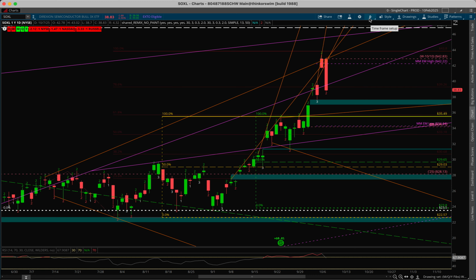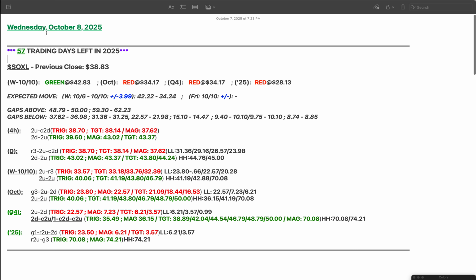But let's go ahead and switch to our notes so we can just look at the numbers. Again, these are for Wednesday, October 8th. On Wednesday there will be 57 trading days left. The previous close will have been 38.83, which is today's close. So we are red on the week because we're below this 42.83, which was the opening print, but we are still green on the month, green on the quarter, and green on the year. These are what would flip the quarter red or the month red. This is what would flip the quarter red and what would flip the year red.